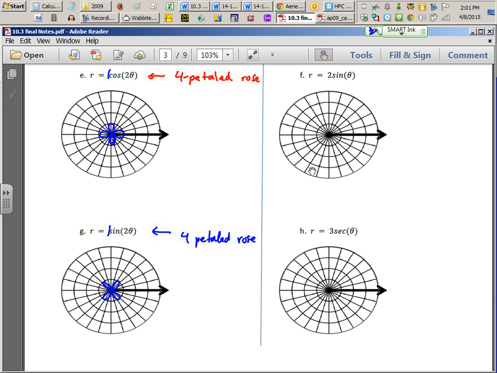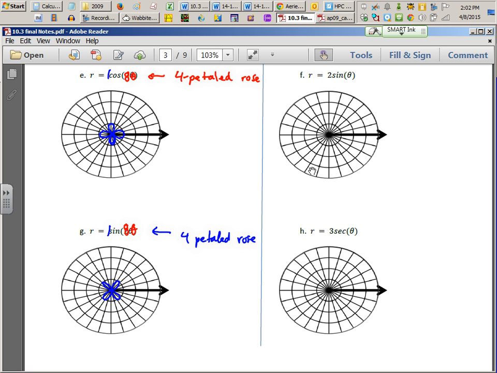Now, if this had been a 4 theta, it would actually have 8 petals, you see? And that's how you handle cosine or sine of n theta. If n is an even number, you get twice as many petals as n. I'll say it one more time: if this was an 8 theta, there would be 16 petals.